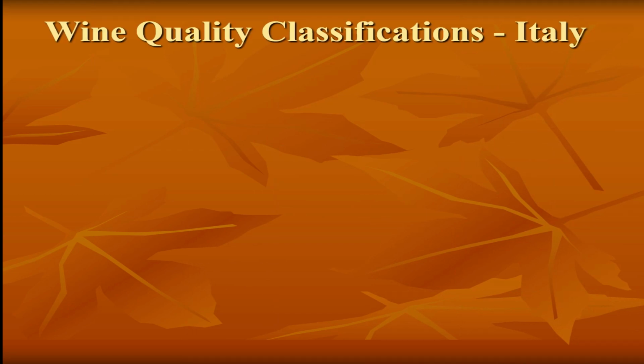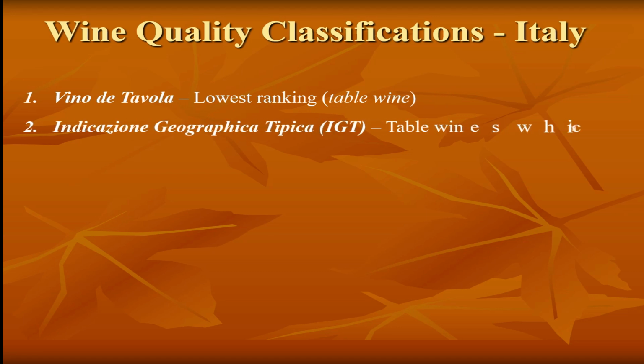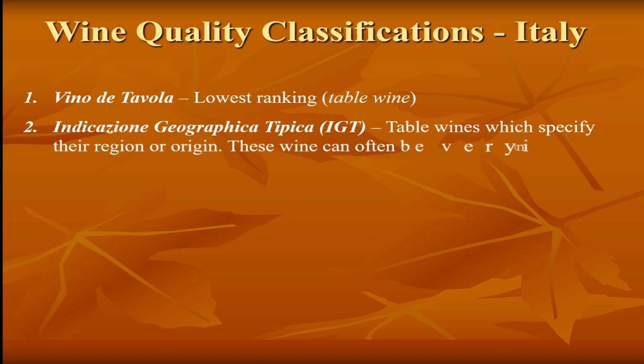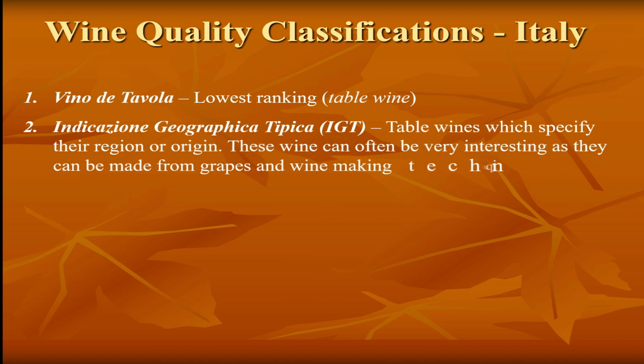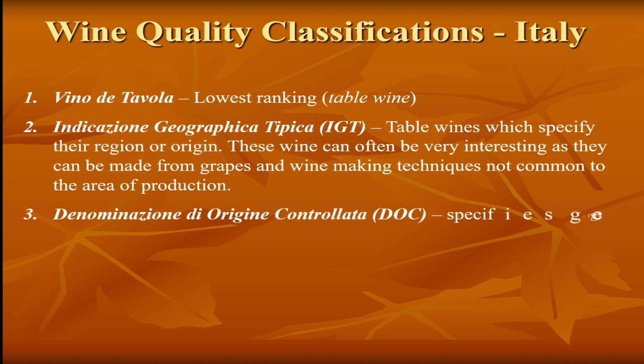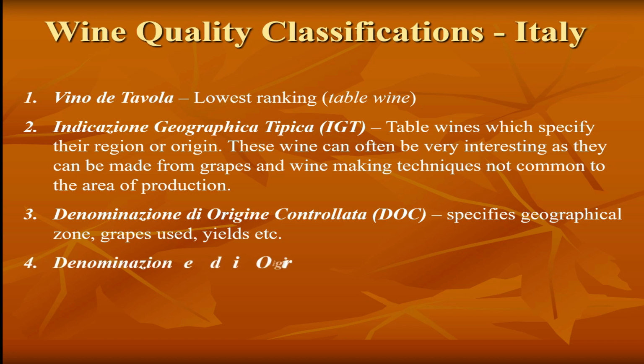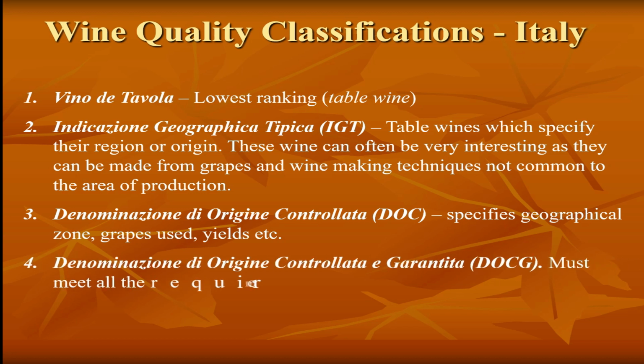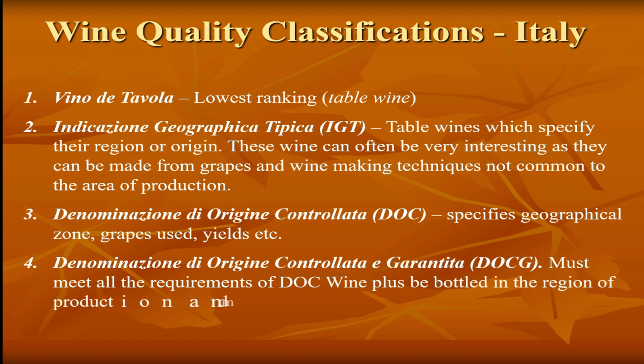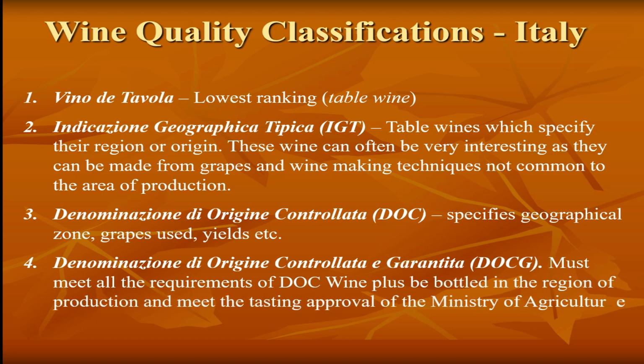Wine quality classifications, Italy. Vino da Tavola, lowest ranking, table wine. Indicazione geografica tipica, IGT, table wines which specify their region of origin. These wines can often be very interesting as they can be made from grapes and winemaking techniques not common to the area of production. Denominazione di origine controllata, DOC, specifies geographical zone, grapes used, yields, etc. Denominazione di origine controllata e garantita, DOCG, must meet all the requirements of DOC wine plus be bottled in the region of production and meet the tasting approval of the Ministry of Agriculture.